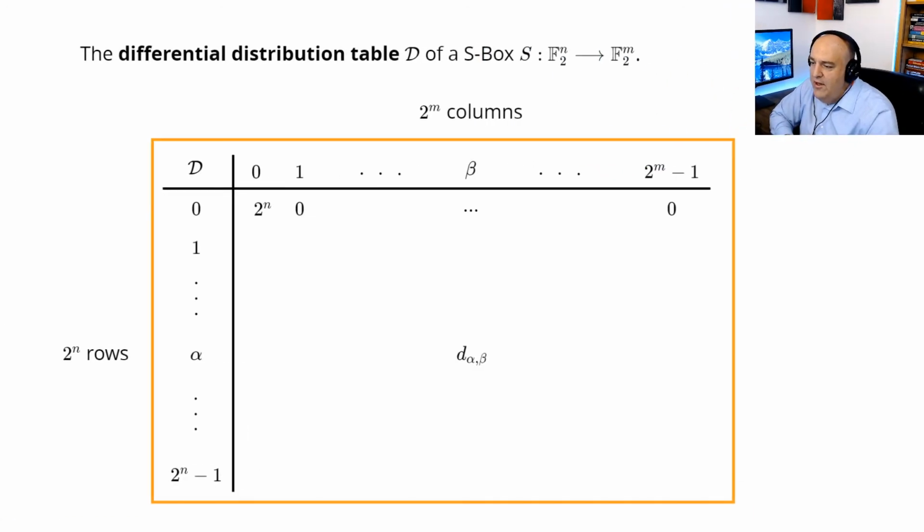We could imagine it like this. If we have 2^n rows here, we have 2^m columns. Notice at the very top left, we have 2^n. Remember, we said that d00 is equal to 2^n. And then the rest of the values in that first row, the 0th row, are zeros after the 2^n. And we noted that before as well, that d0 beta equals 0 whenever beta is non-zero.